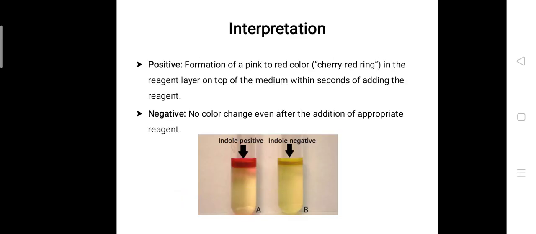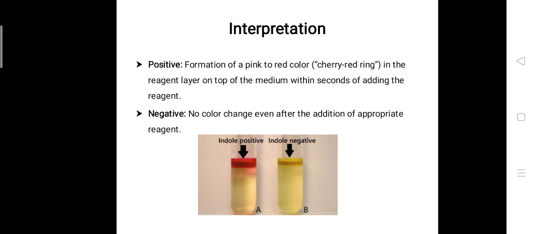Now coming to the interpretation, in indole positive, there will be a formation of a pink to red colored cherry red ring in the reagent layer on the top of the medium within seconds after adding the Kovac's reagent. This is because of the presence of the tryptophanase enzyme to break down tryptophan to indole. Thus, it gives the formation of a cherry red ring on the top of the medium, so your test organism can be reported as indole positive.